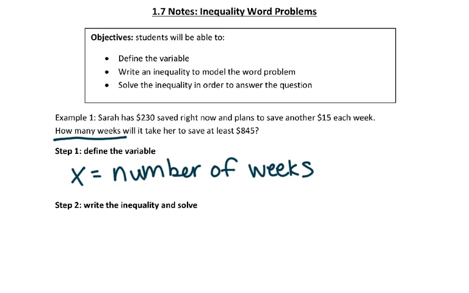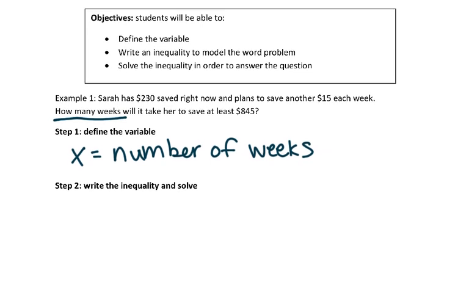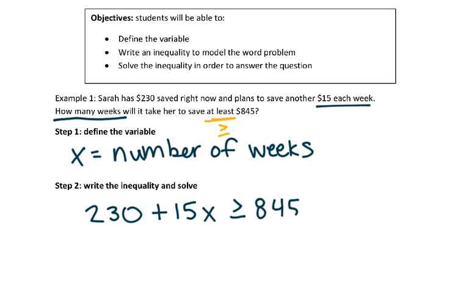Then we're going to write the inequality. So what do we know about Sarah right now? Well, currently she has $230. And then she's going to save another $15 every single week. So x is number of weeks, and because 15 is for each week, that's how we know that goes with x. Now, if she wants to have at least, that's going to be greater than or equal to. So she wants greater than or equal to $845.